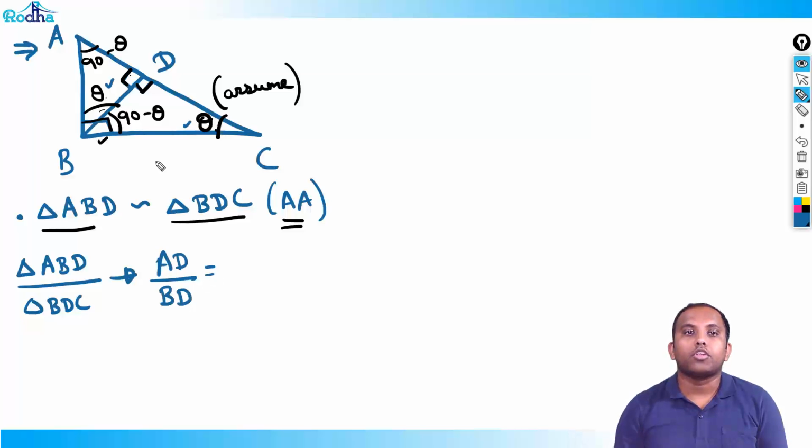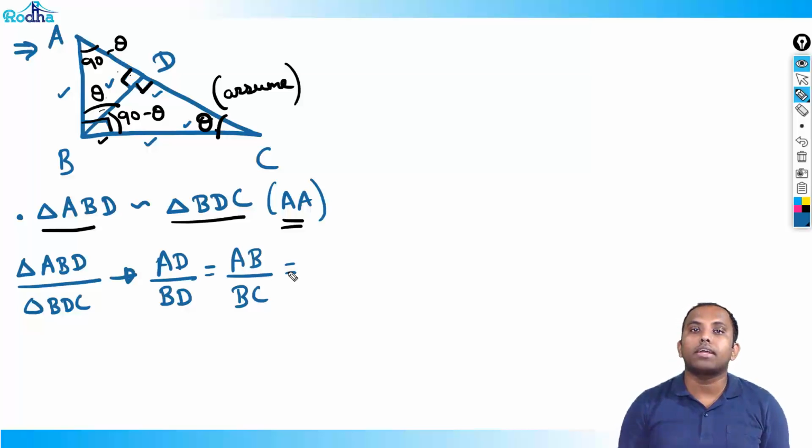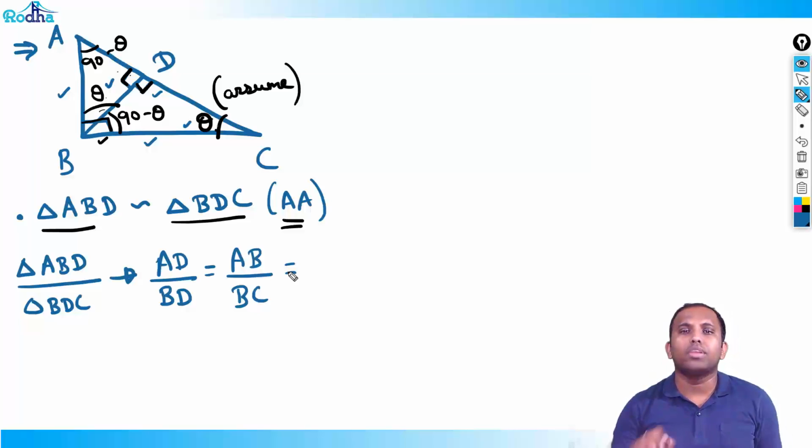Next angle, suppose 90. In triangle ABD, 90 opposite is AB, and in triangle BDC, 90 opposite is BC. So AB upon BC. This is how you write the ratio in every question based on the angles. When you prove by AA similarity, you must have marked the angles, so use those marked angles for writing the ratio. No other method, simply do that.